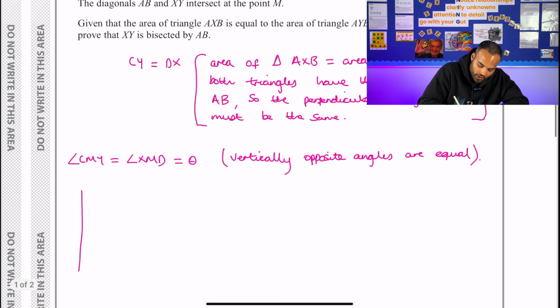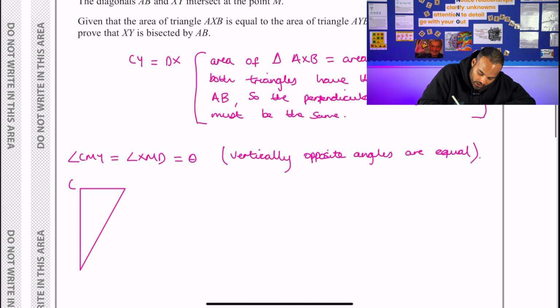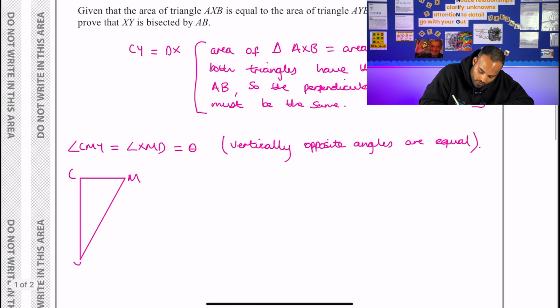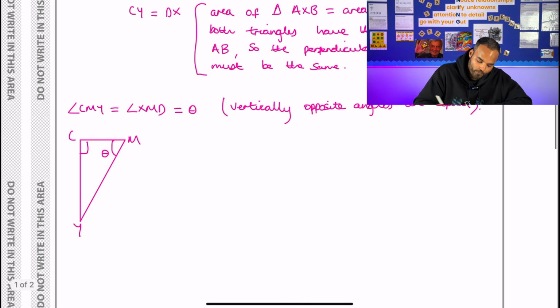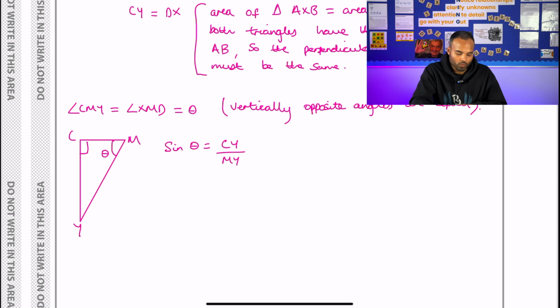I'm just going to draw those triangles out separately. This first triangle is triangle CMY. That's my right angle over here. This is the angle that I called theta. Now, using a bit of right angle trig, if you remember that the sine of an angle is the ratio of the opposite side to the hypotenuse, we can say that the sine of this particular angle theta is equal to CY, that's your opposite side, divided by the hypotenuse, which is MY.